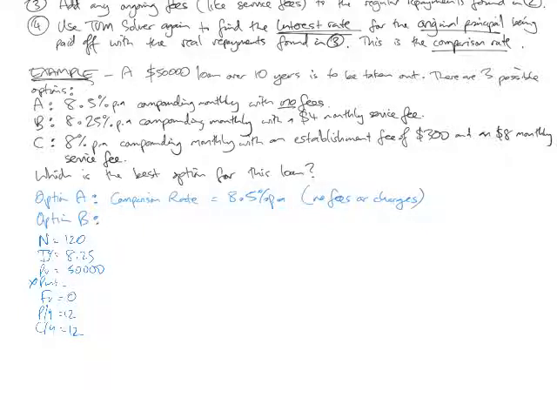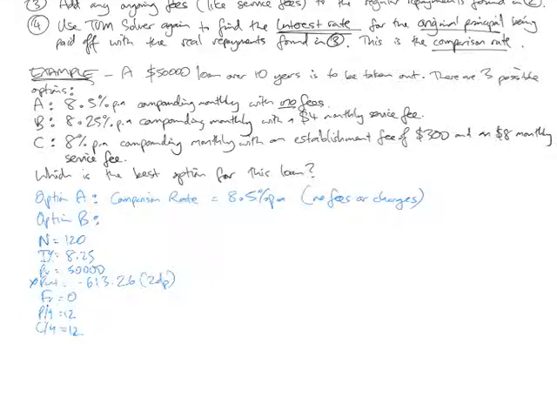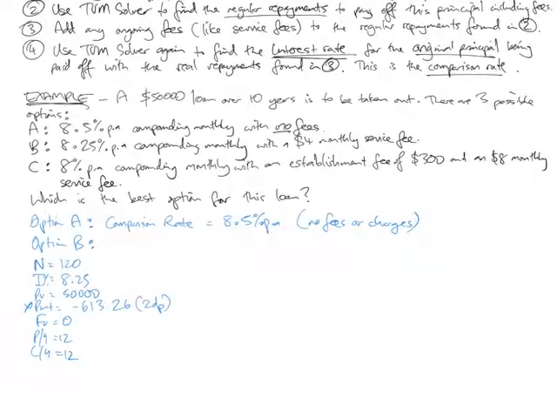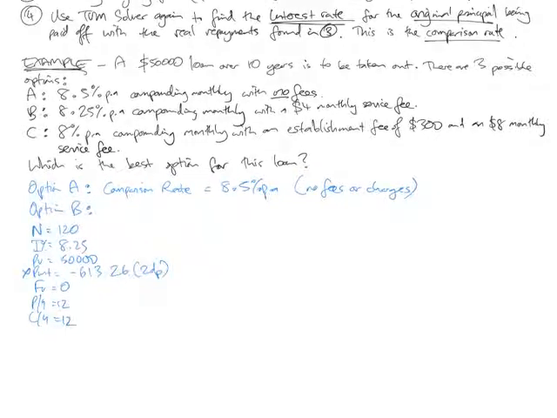So put that into the calculator. 8.25, 50,000 loan. So what are the repayments for this? -613.26. So those are the repayments for this loan, and the principal doesn't have any fee on it, so these are the repayments, $613.26. So step 3, add any ongoing fees like service fees to the regular repayments found in 2.